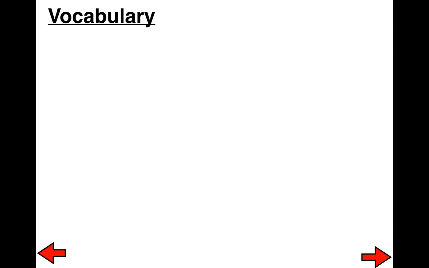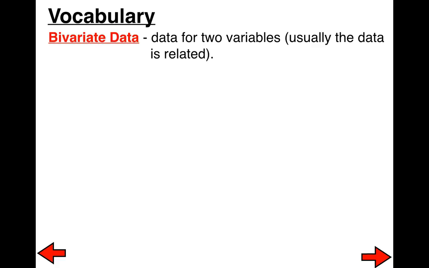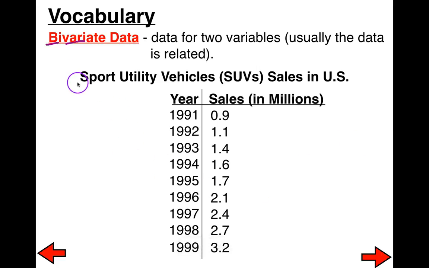So quickly, we're going to go over some new vocabulary. The first one's going to be bivariate data. You might have recognized this word from our content objective. So bivariate data is basically data for two variables, and you can break up the word. Bi means two, variate, you think of variable. So again, it's data for two variables. Usually the data is related. Here we're looking at bivariate data where we're comparing the year with the sales of some sport utility vehicles in the United States.